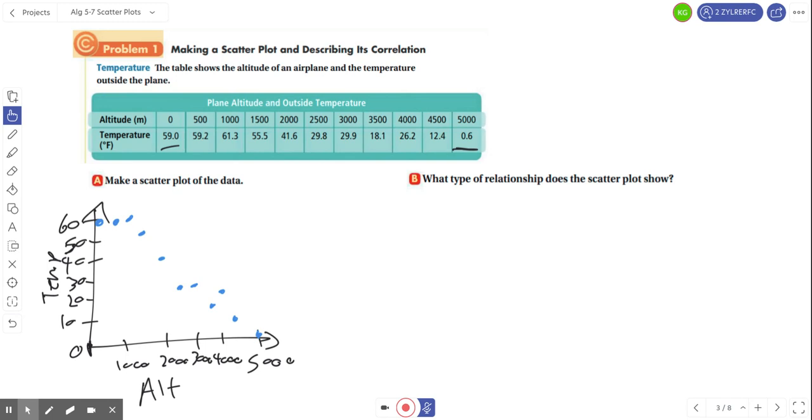So if we connected those dots, they're not going in a straight line. They're going kind of all over the place. Sometimes they're going up, sometimes they're going down. So that line doesn't help us too much. But if we were to just roughly draw a line that goes as close as we can, if we were trying to estimate our line of best fit, it would look something like that. And that line's going down. So we can say that this has a negative correlation.